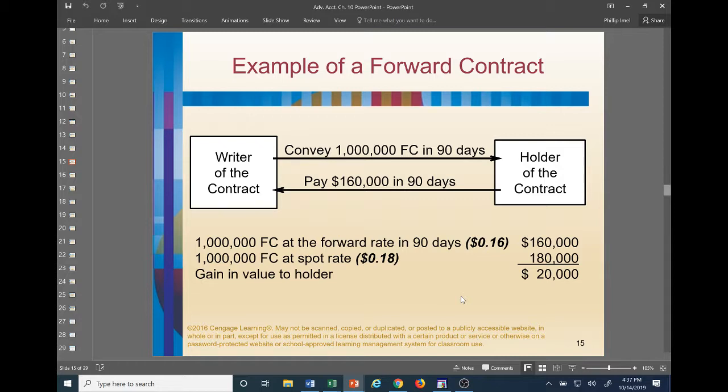So when the value of a derivative can change in both directions, a gain or loss, it is said to have a symmetric return profile.